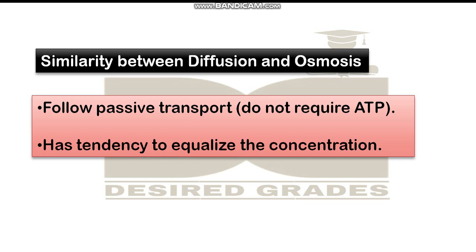Now let's look at the similarity between diffusion and osmosis. Both of these processes are passive transport. It means they do not require ATP. They will be taking place on their own, and both have the tendency to equalize the concentration on both sides or in the whole container, and that concentration can be of solvent and can be of solute also.